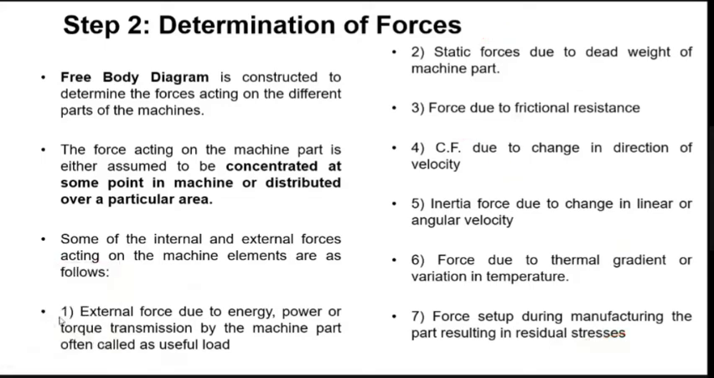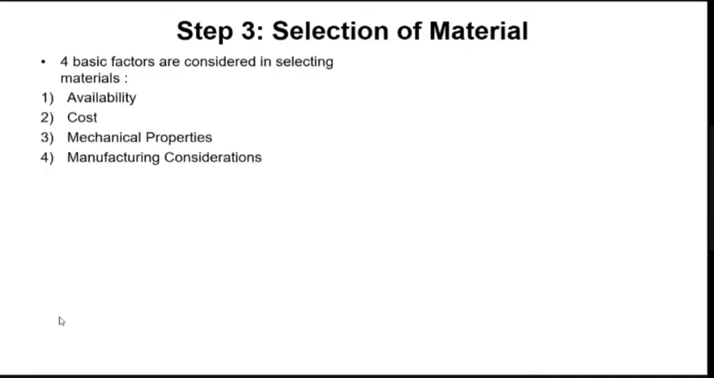This is the next step. Now, a very important part, which I will explain: how to select the material from the PSG design data book. First of all, let us understand what are the factors considered in selecting the material. Basically 4 factors: availability, cost, mechanical properties and manufacturing considerations. Based on these 4 factors, we have to select the material as an engineer.